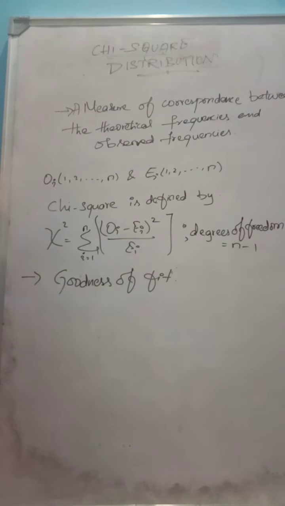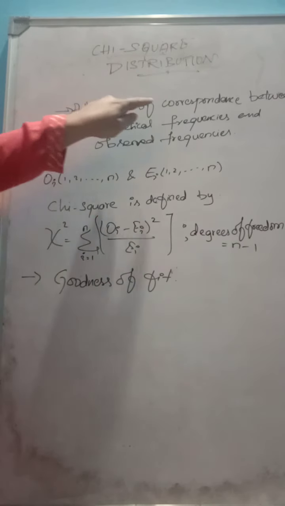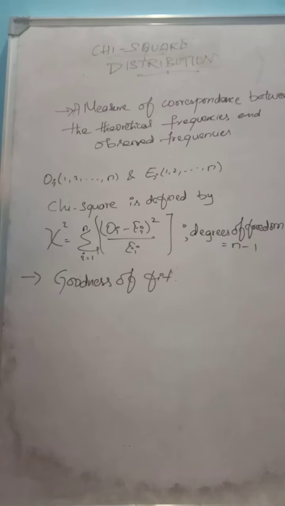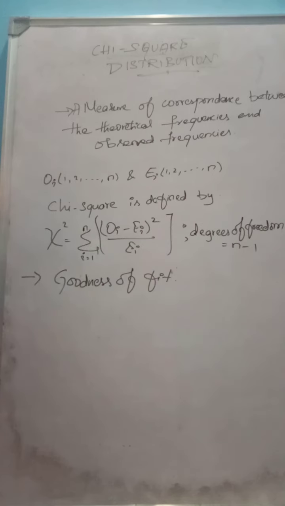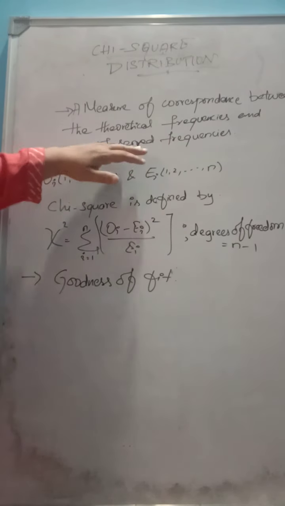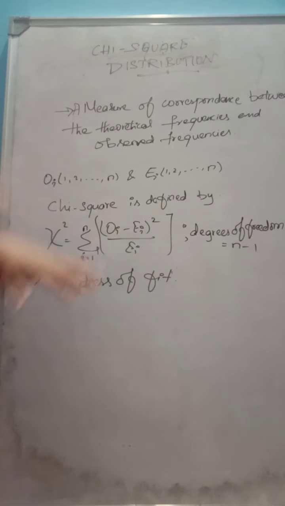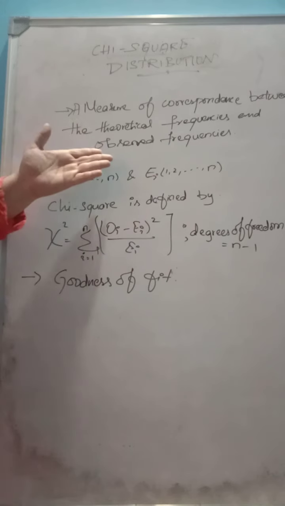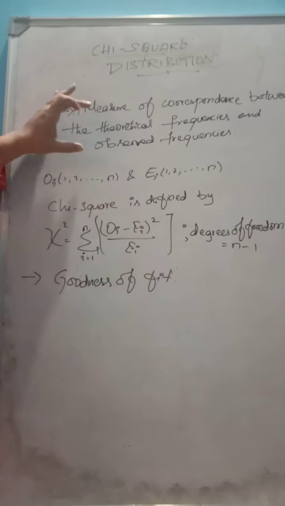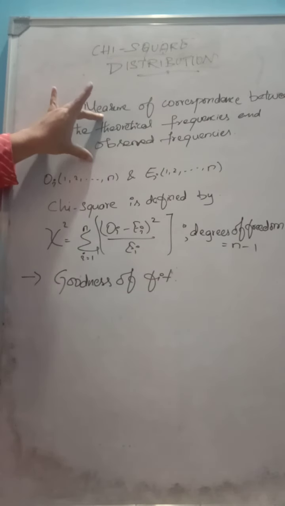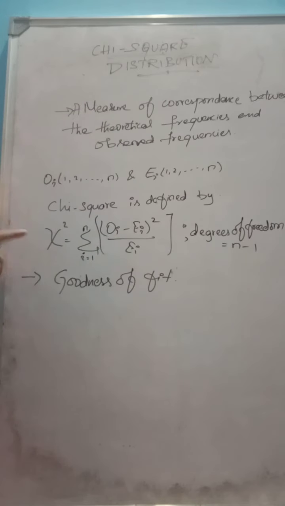Chi-square distribution helps us to give a measure of correspondence between theoretical and observed frequencies. What are theoretical frequencies here? Theoretical frequencies are those which are obtained by applying the theoretical methods and getting the results for a given situation. But observed frequencies are practical: when a random experiment is conducted, the results we get are given by the observed frequencies. So we will check the correspondence between the theoretical values and the observed frequencies using this particular distribution. Okay, it's a very helpful tool.